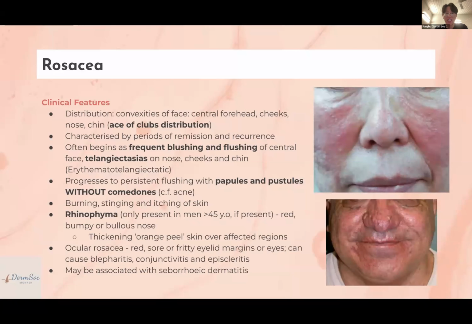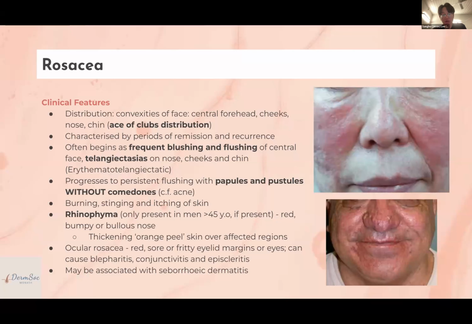And these present typically as frequent blushing and flushing on the central face, as well as a bit of telangiectasia to start with. Can also present on cheeks, nose, and chin. So we call that ace of clubs distribution. And progressing down, we might find some papules and pustules without comedones. So that's different to the acne. And people might have some increased sensitivity, so quite common burning, stinging, or itching sensation.